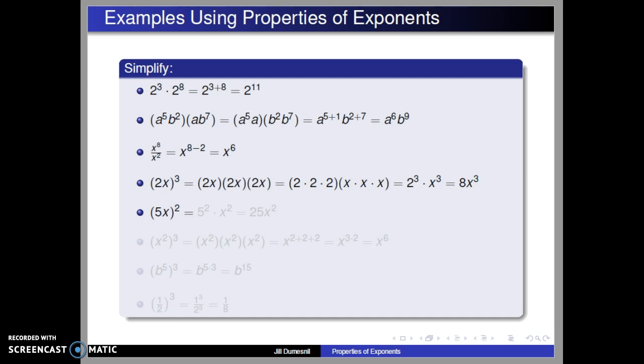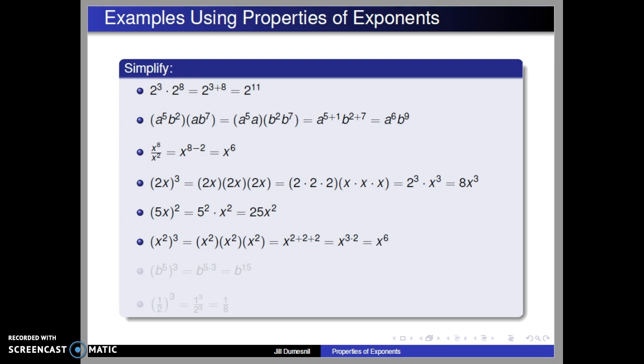Consider 5x all squared. If we apply the exponent to each factor, we get 5 squared times x squared, which simplifies to 25x squared. For x squared quantity cubed, one option is to rewrite as 3 factors of x squared and to add the exponents, which yields x to the 3 times 2 power, or x to the 6th.